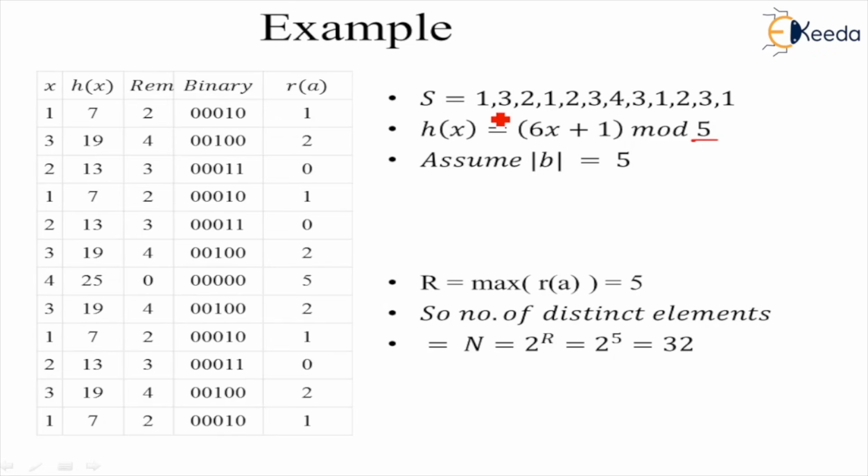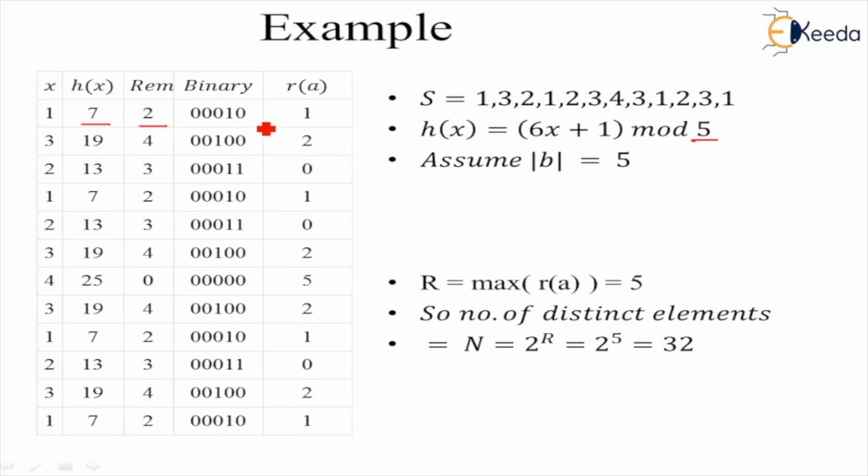So the first element is 1. We are going to place it inside this hash function. 1 into 6 is 6 plus 1, 7. 7 mod 5, we get a remainder 2. So we got the value 7, remainder we got 2. We convert it to a binary number. The binary equivalent of 2 is 0, 0, 0, 1, 0.